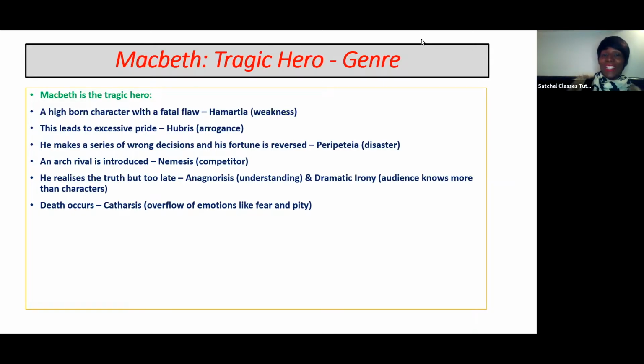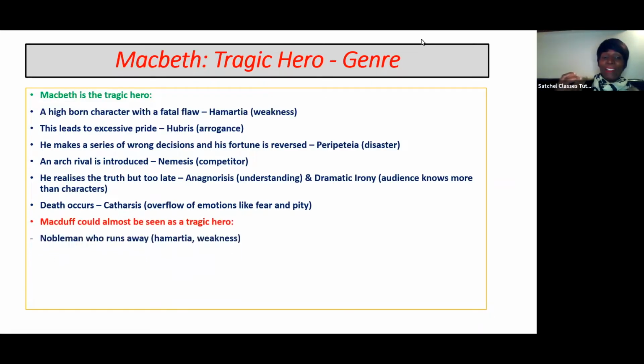could be seen as a tragic hero because he is a highborn character. He's very noble, he's very respected, he's a brave warrior, but he has a weakness. He runs away. So he's a nobleman, but he runs away. As soon as Macbeth takes the throne in Scotland, Macduff runs away. And so we can see his selfishness, his hubris or his pride that leads him to England and to neglect his family. Now, disaster strikes.